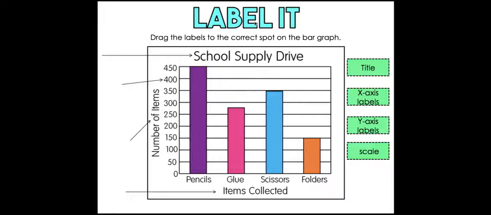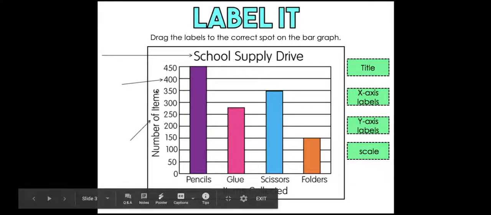At the top, just like normal, we have the title, and that tells us what kind of data is going to be on the bar graph. This is the title, so I know that this bar graph is showing a school supply drive, which means that they're trying to get some school supplies for the kids in the class.